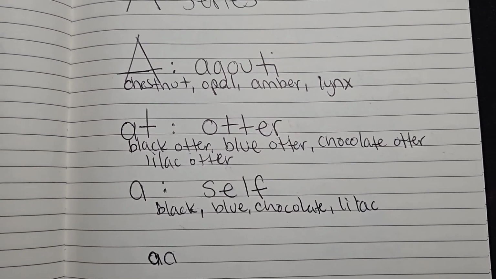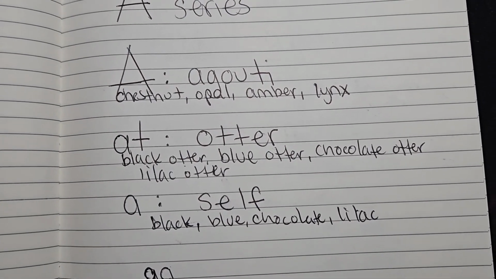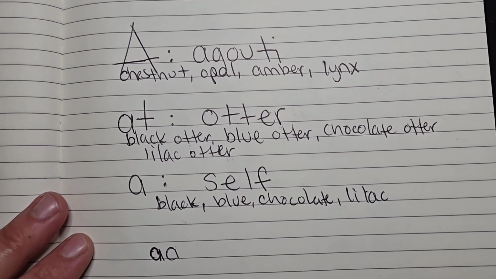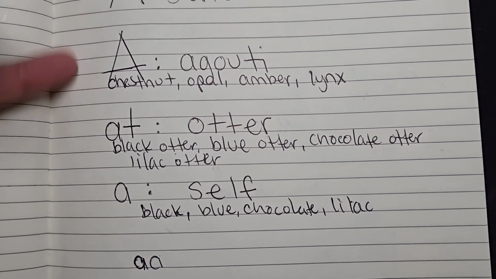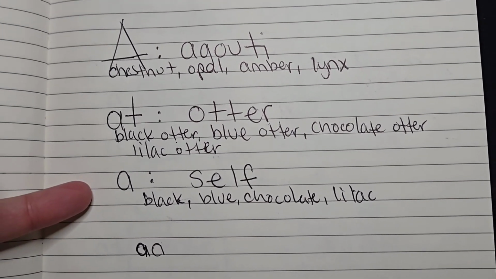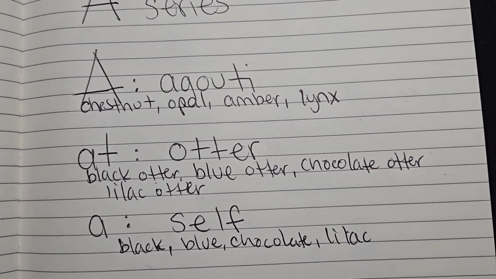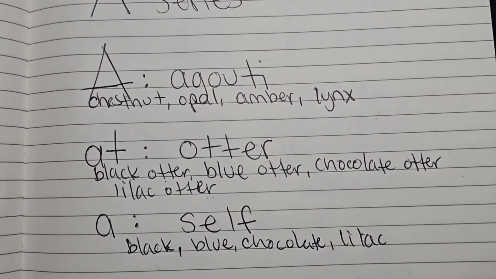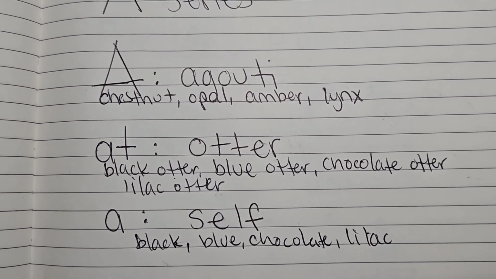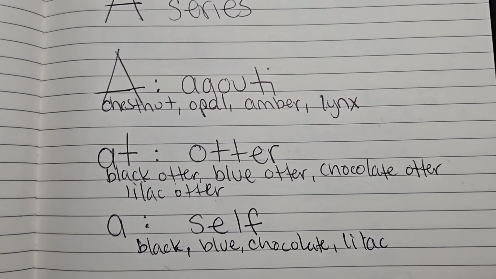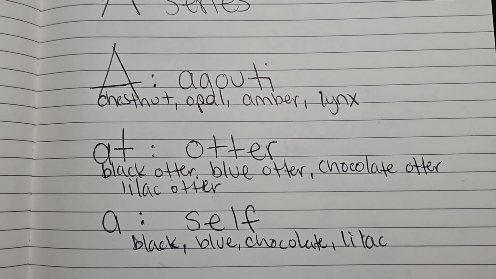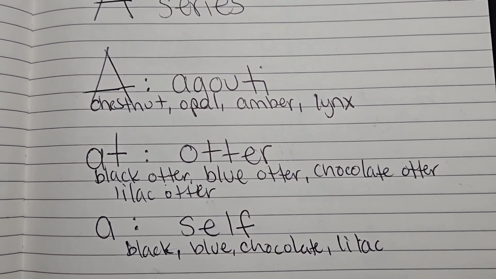All right, so I hope you all learned something today about the A series in rabbits. Again, agouti, then otter, then self. It's not much more complicated than that. All you have to do is plug and play in the genes. Now remember, each rabbit will only have 2 genes to pass. Sometimes you need to figure out which those 2 genes are, but it's not that complicated, all right?